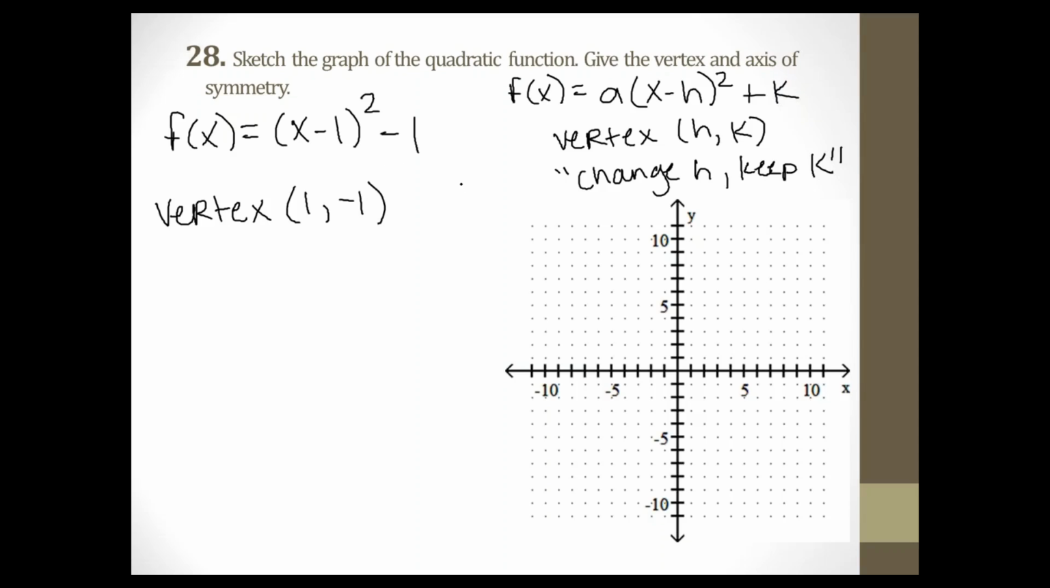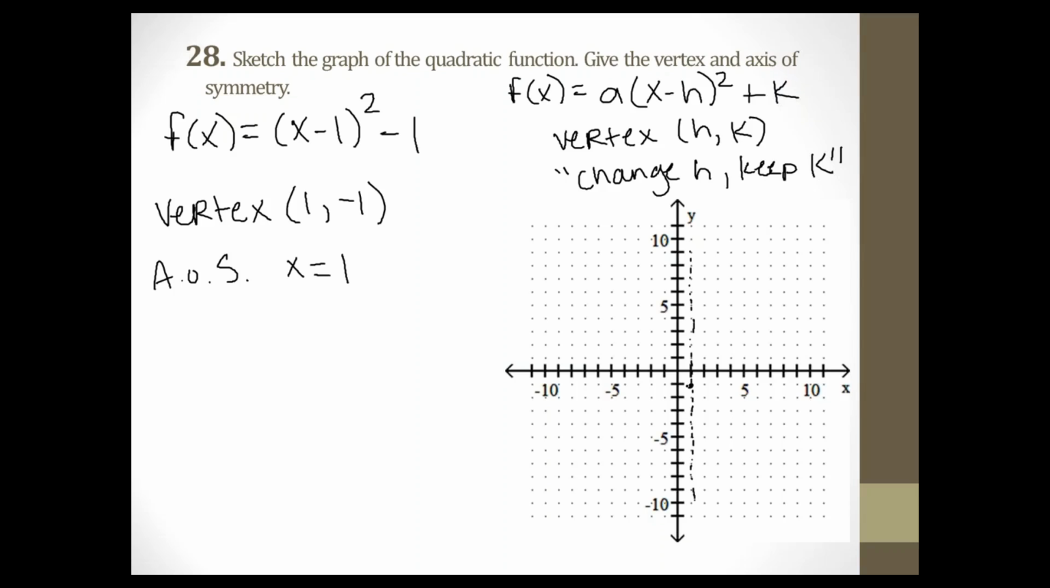So that's your vertex. Then the axis of symmetry is going to be x equals the x value of your vertex, which would be 1. So let's plot the vertex, 1, negative 1. Your axis of symmetry, see if I can draw a straight line. Oh, this is hard. That's your axis of symmetry. Now let's sketch the graph.